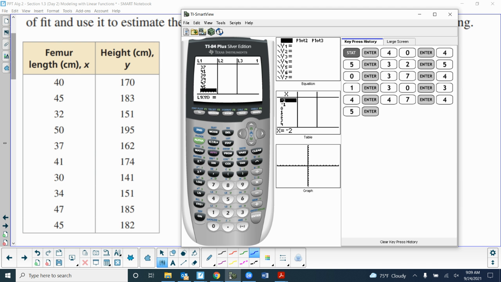All right, so I got 45. Now, to get your Y or your L2, just hit your right arrow key and it'll jump over for you to the L2. So I hit the right arrow key, and now I'm going to put the 170 to the one, that Y list in there. And just hit enter after each one. Just check your work. Don't get in a big hurry.